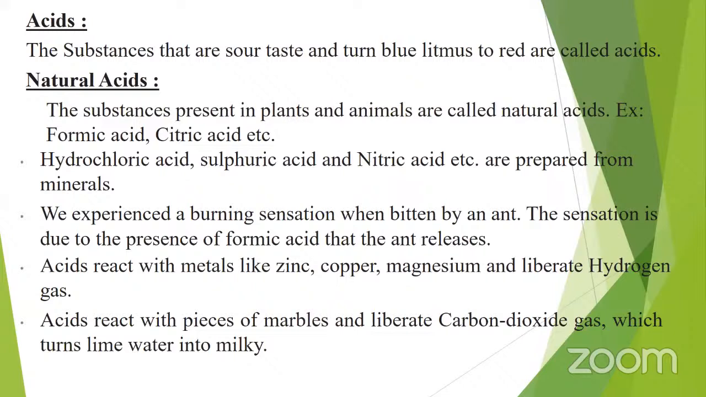The substances present in plants and animals are called natural acids. Example, formic acid and citric acid. Hydrochloric acid, sulfuric acid, and nitric acid, etc., are prepared in the industries, and usually we use them in laboratories. These are synthesized acids. These are not natural acids.